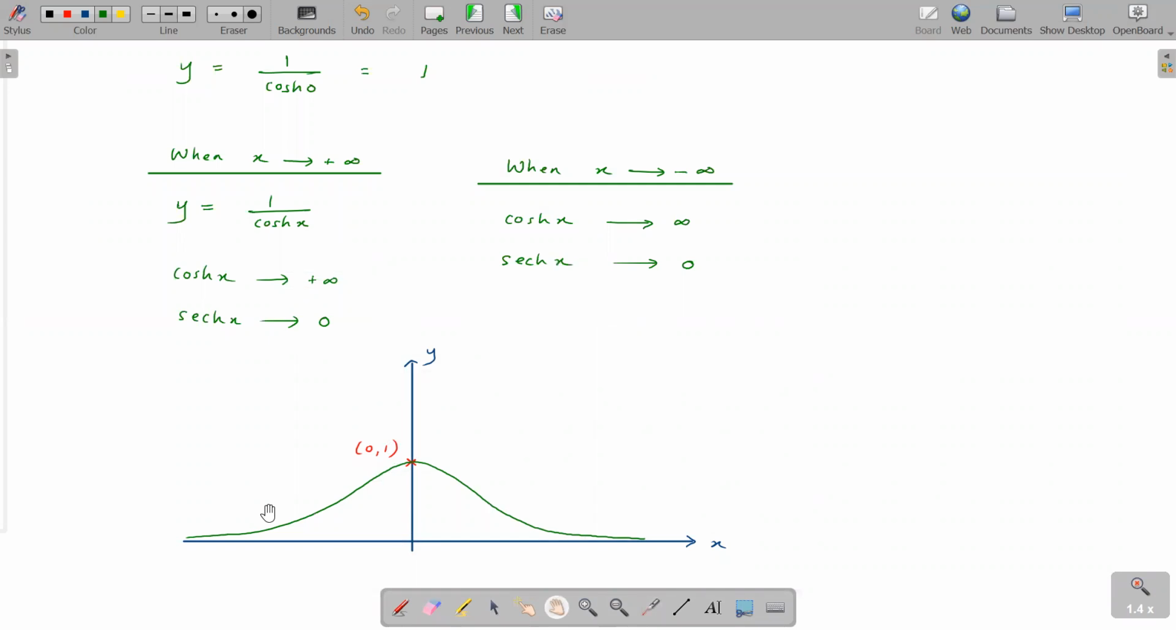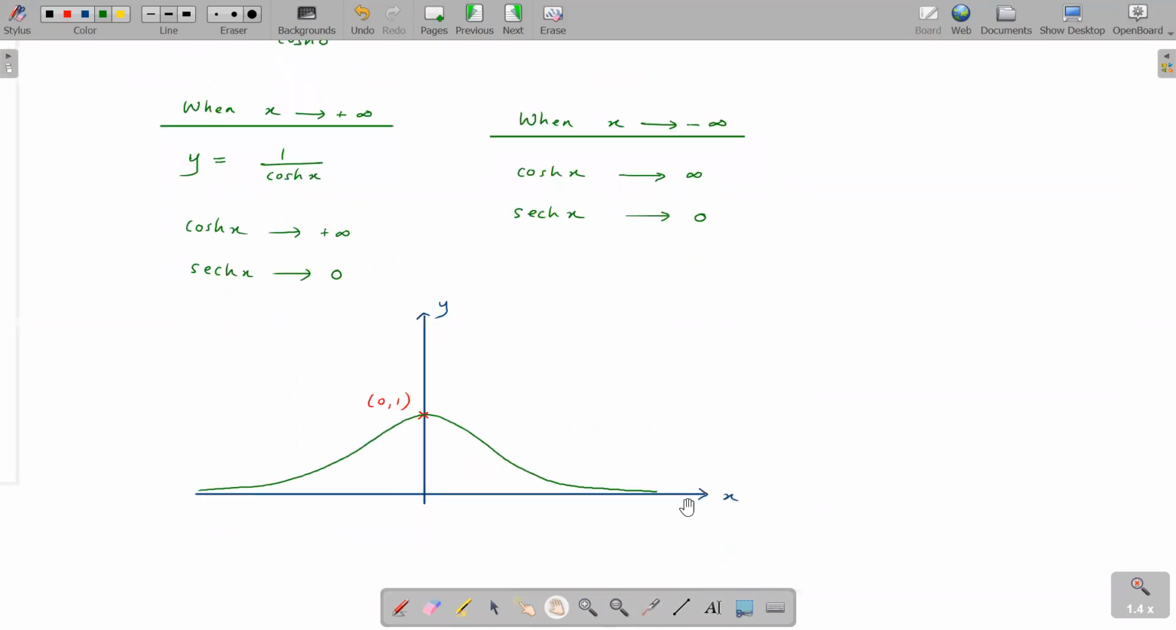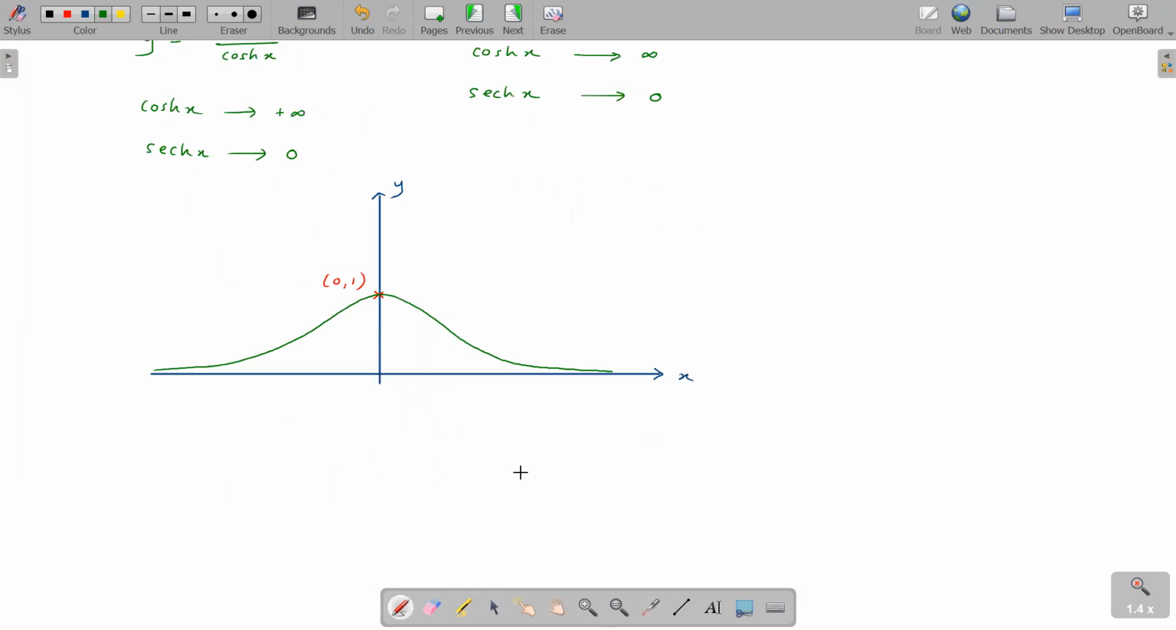All right, guys. Before moving on, you also need to know the remaining properties. What are the properties? If we talk about the range of the sech x graph, you can see it's only going to be bigger than zero, because the graph never reaches zero or goes below zero. It's going to be greater than zero, but less than or equal to one.